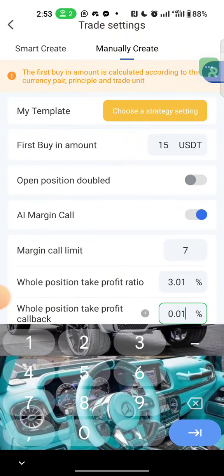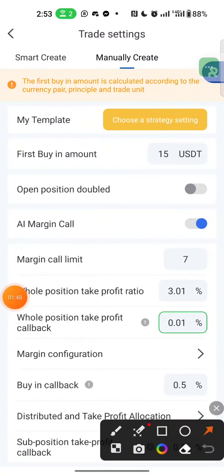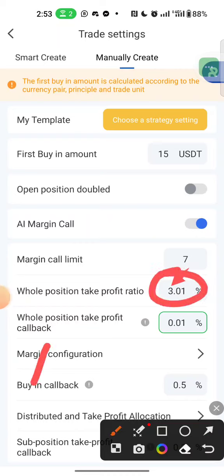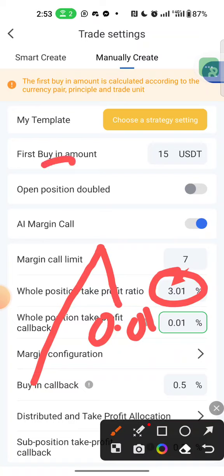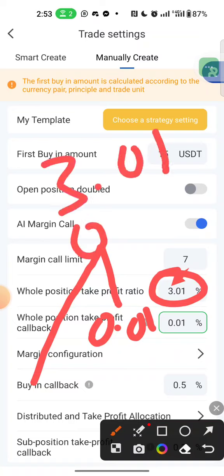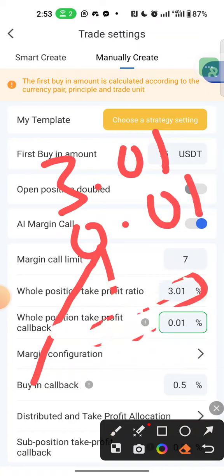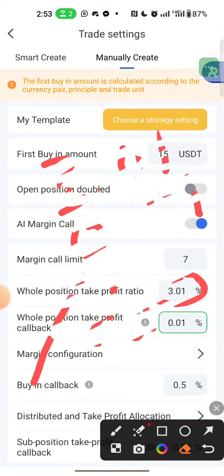We want it to sell fast. Strictly, we are interested in 3%. That is the main goal. We are interested in 3% as our take profit. When the market rises by 3% and tries to go down by 0.01, the robot will sell. So when you get 3.01 minus 0.01, automatically you see that we remain with 3%. So our goal is to make sure that when we trade, our take profit is 3%.